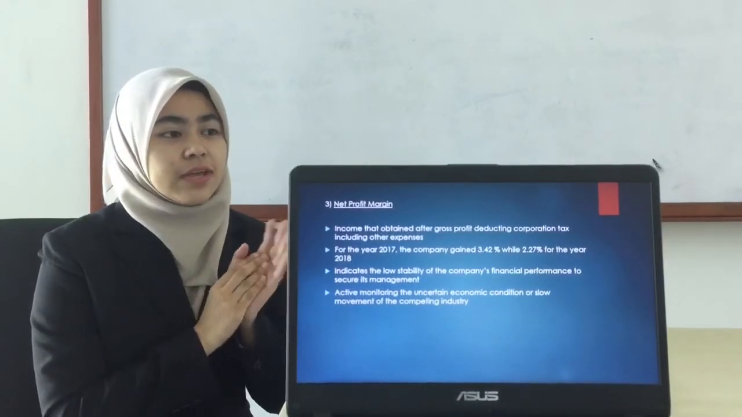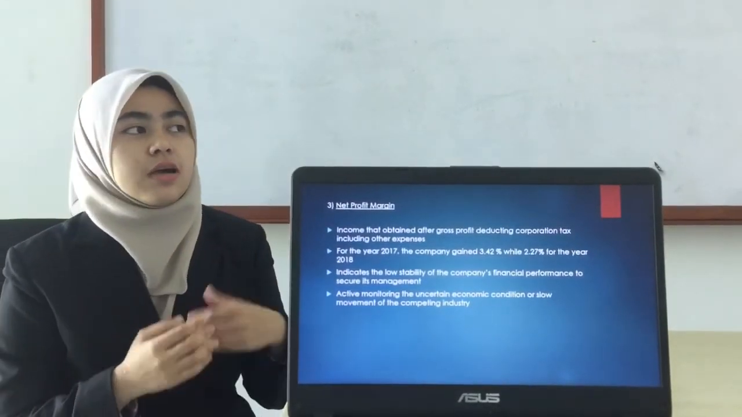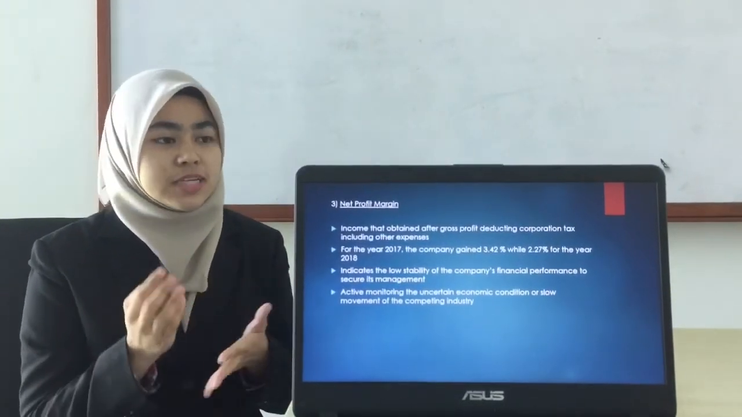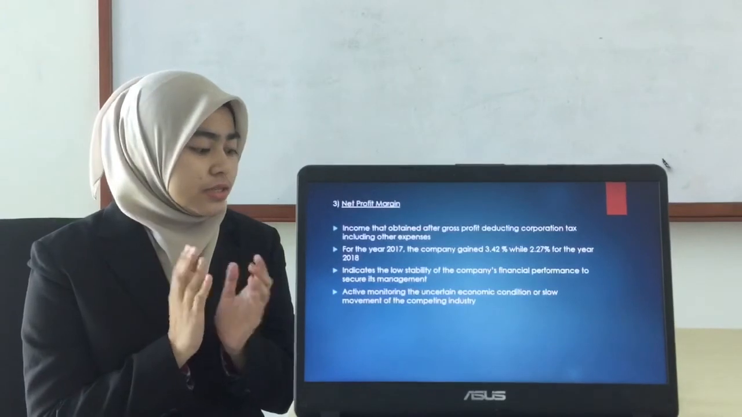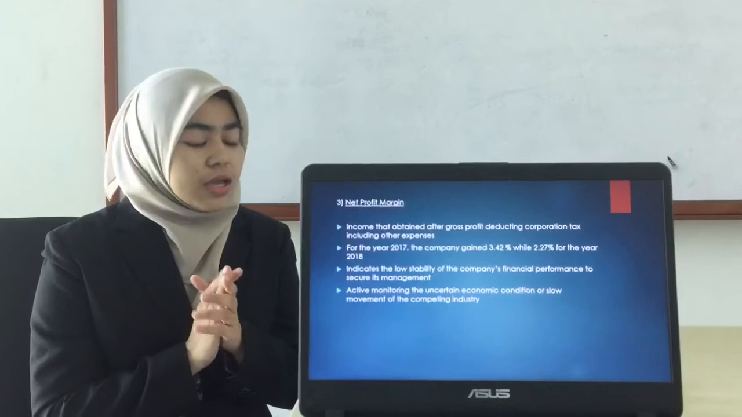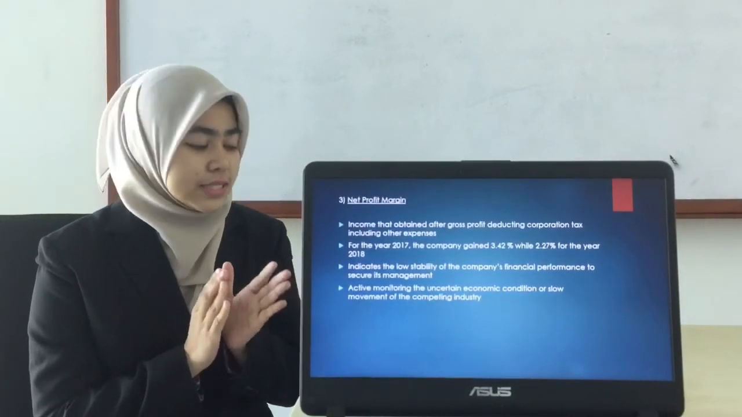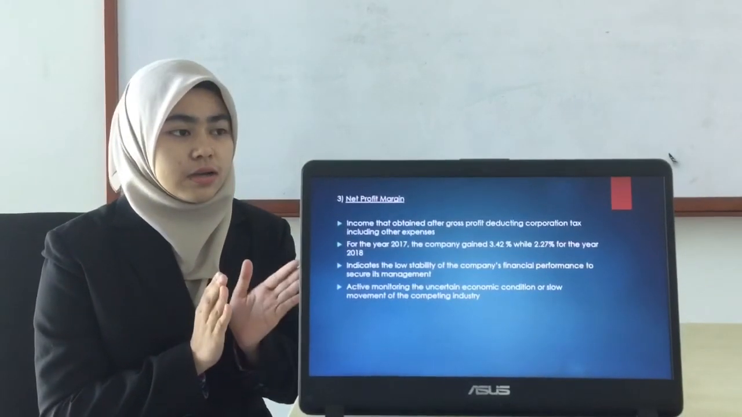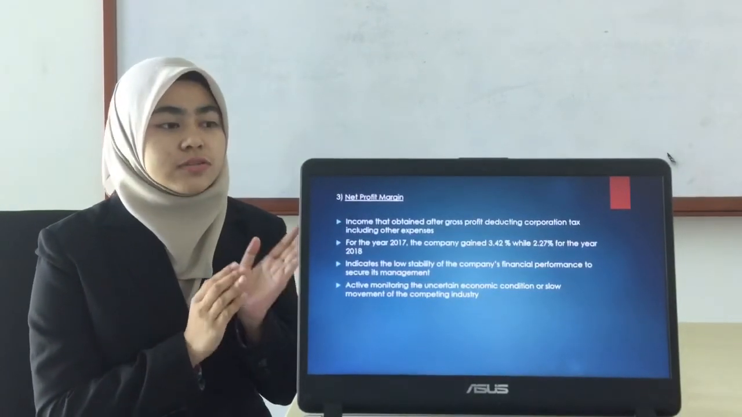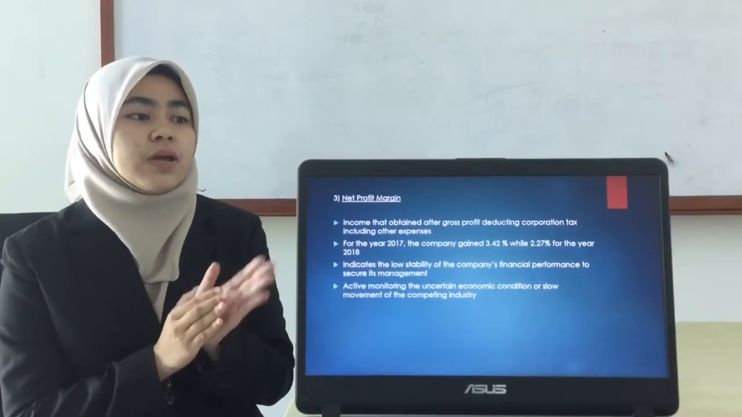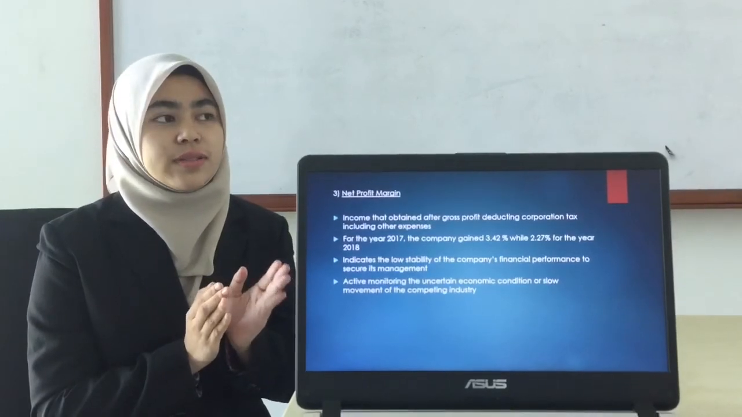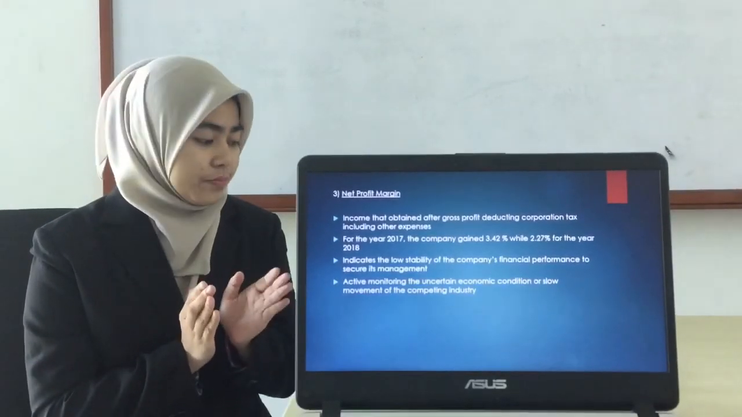Net profit margin can be defined as the income obtained after deducting the corporation tax from gross profit margin, including other expenses, which are interest expenses, operating expenses, and admin expenses. It can also be defined as indicating how much revenue the company earned after expenses being paid. For the year 2017, the company gained about 3.42%, meanwhile 2.27% for the year 2018.